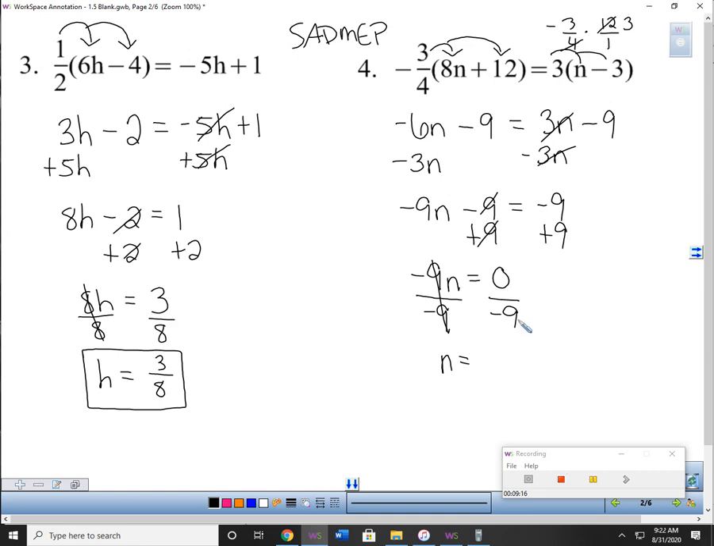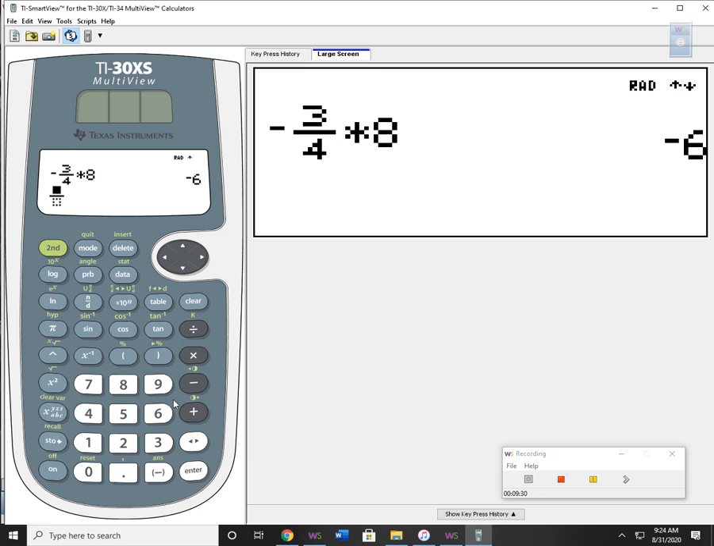Now some people will actually put a number there that I don't know where they get. That's just 0, right, when 0 is on top. And if you're unsure, grab your calculator and say 0 divided by negative 9, or 9, whatever it was, and you get 0, okay?